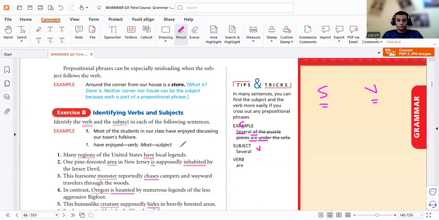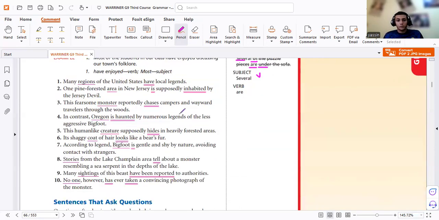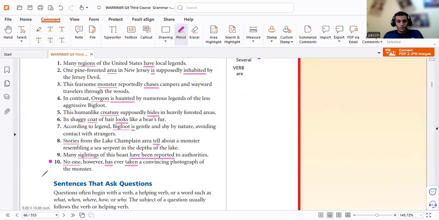Again, where are the phrases here? Around, from, so delete them. What is left? "Store" is the subject and "is" is the verb. So is it a sentence? Yes. Why? We have a full stop and subject, verb, and complements. That's it.